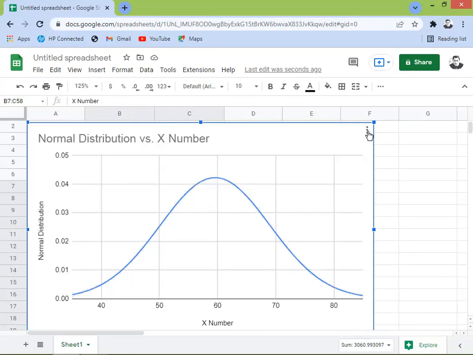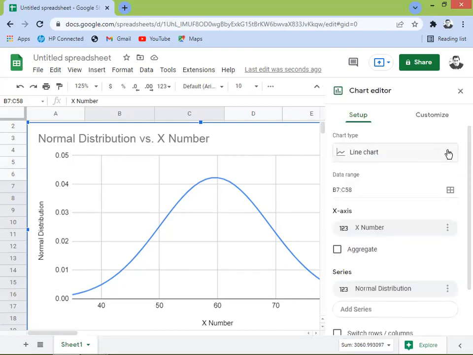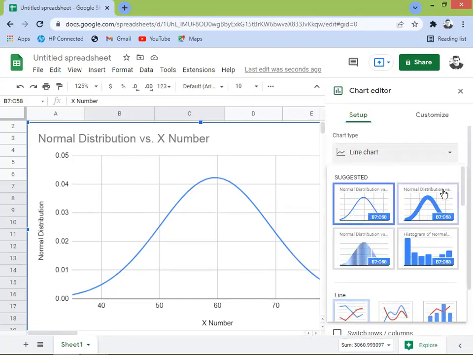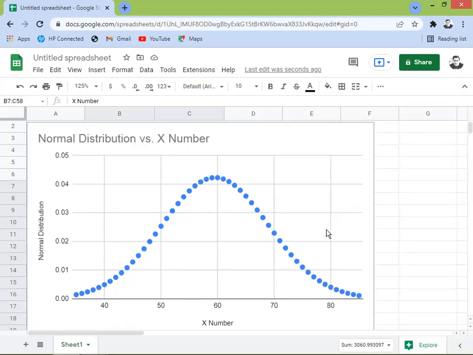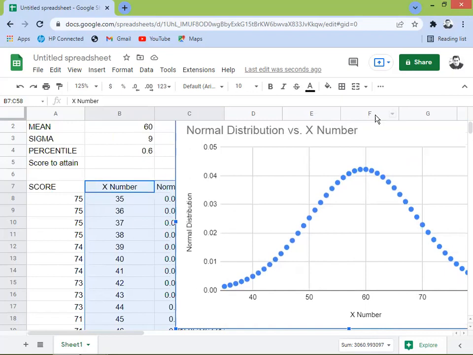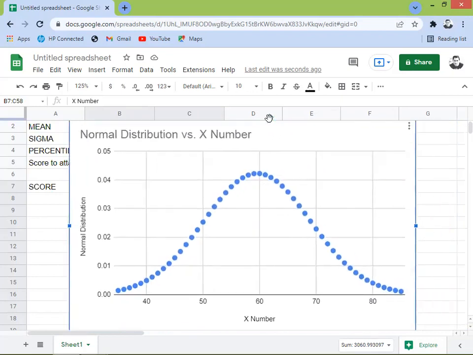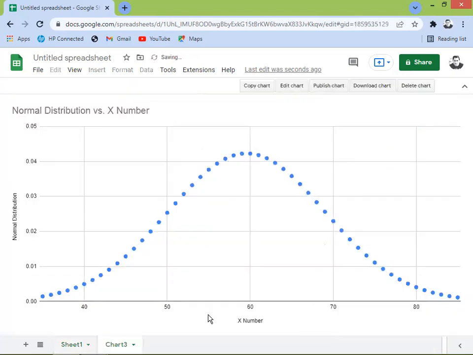I think it's better to get a scatter chart, so that we can easily pinpoint the numbers that we're meant to get, right? And it covers the list that we have, the samples, the normal distribution list. So what I'm going to do is move this to a sheet. Okay, it's on the sheet.